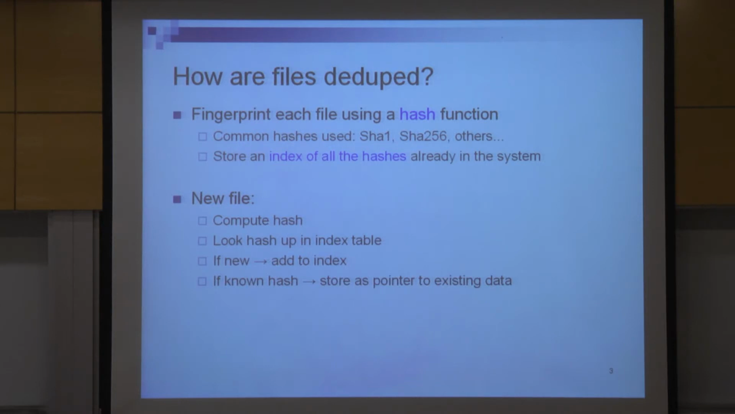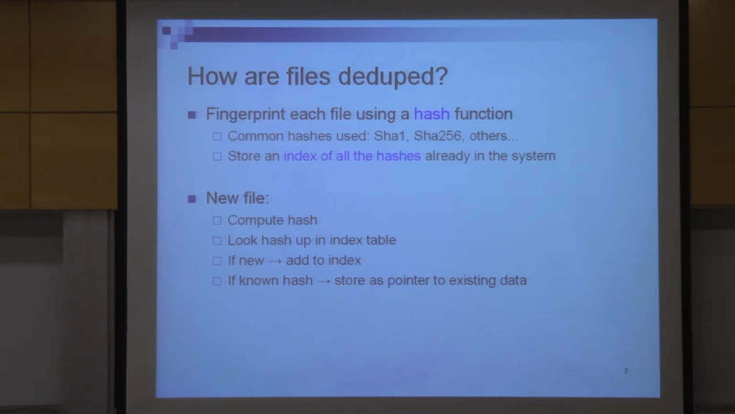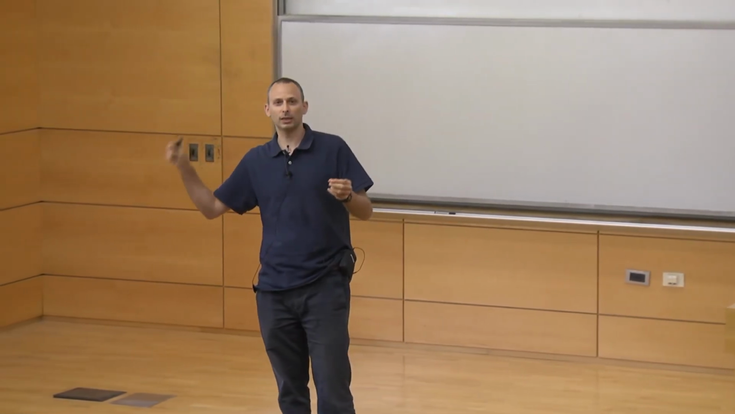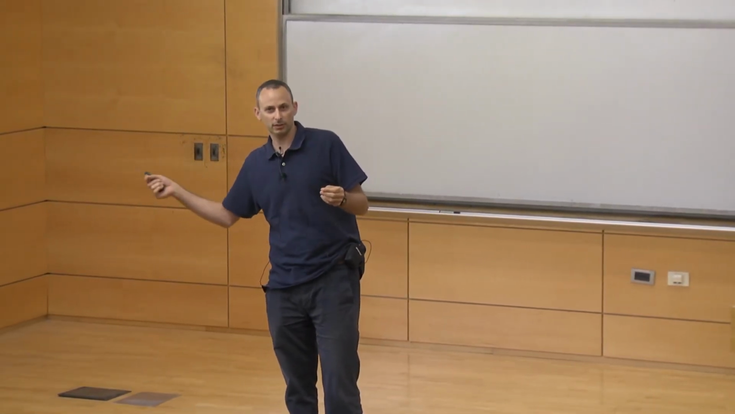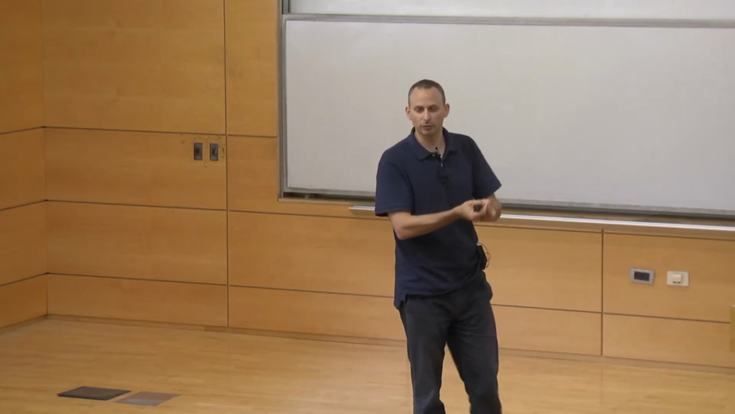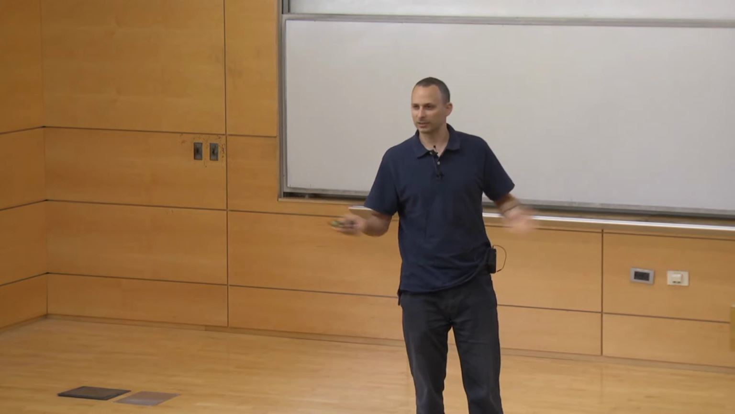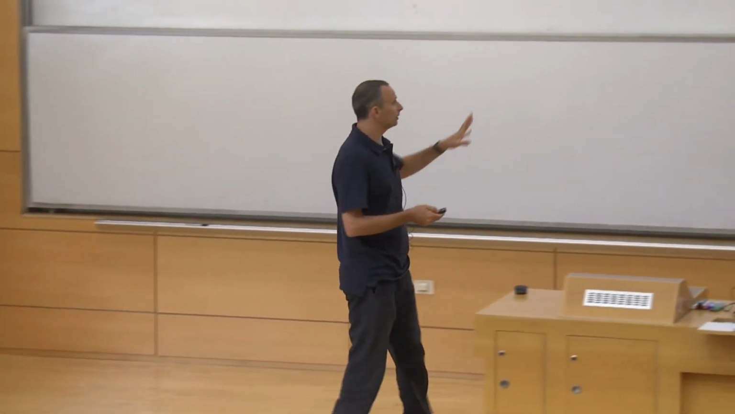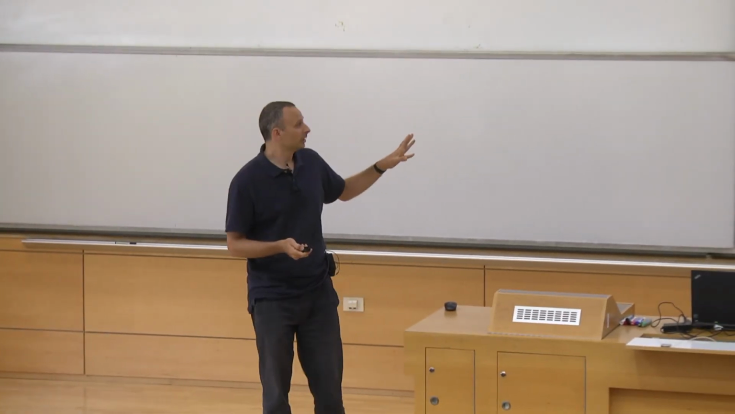First, calculate the hash of this new file. Look it up in the index. Now, if it's new, add it to the index and store the file. If it's old, the index should have a pointer to where the file with this content has previously been stored. And now you're storing a pointer rather than a new file. And wow, you saved a lot of space there. So this is the basics of deduplication. It's very simple.